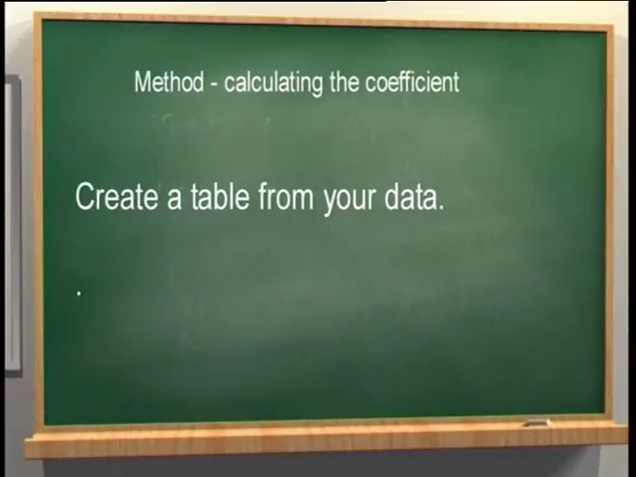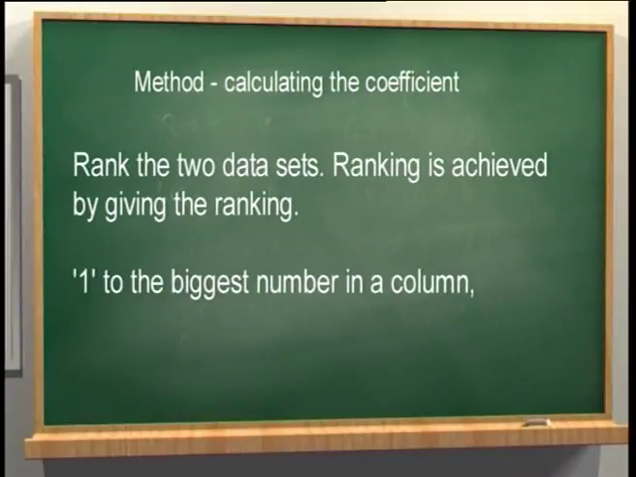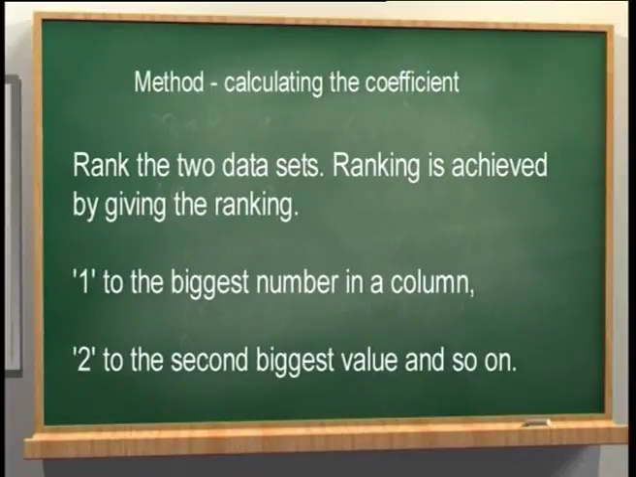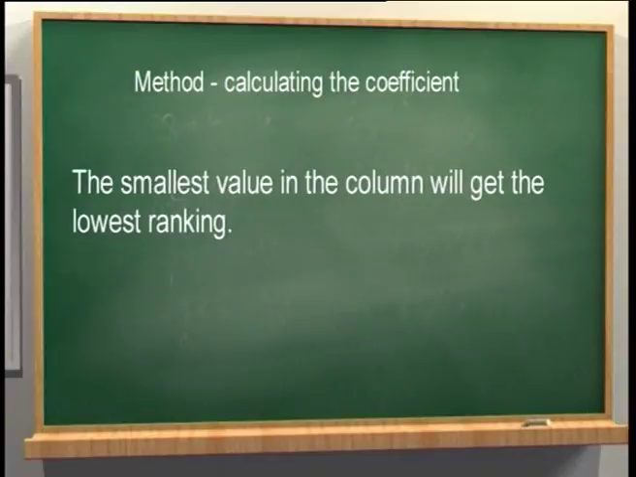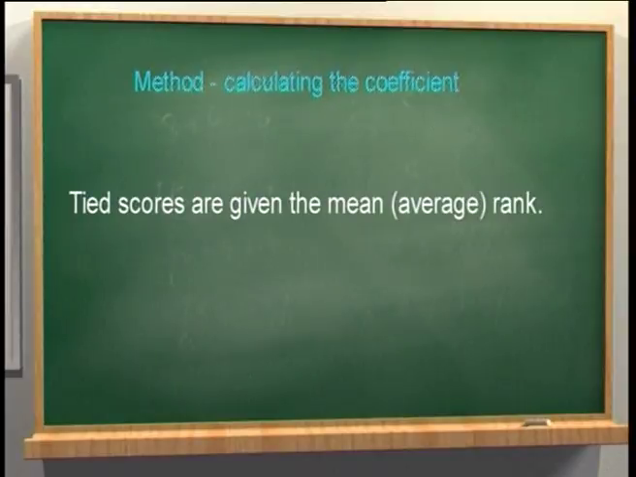Create a table from your data. Rank the two data sets. Ranking is achieved by giving the ranking 1 to the biggest number in the column, 2 to the second biggest value, and so on. The smallest value in the column will get the lowest ranking. This should be done for both sets of measurements. Tied scores are given the mean rank.